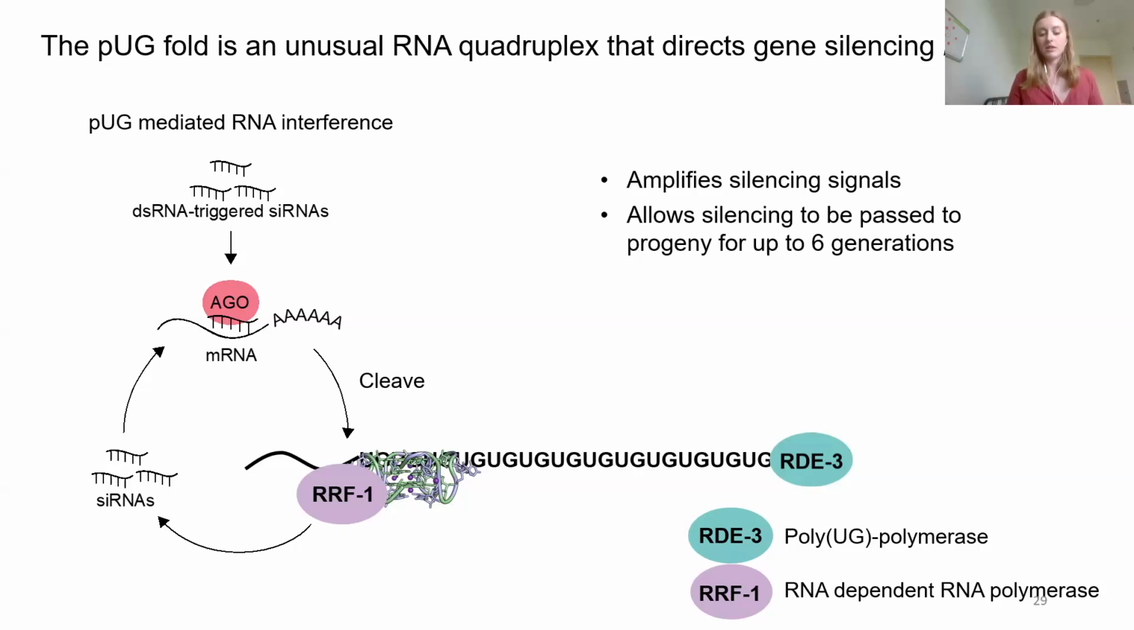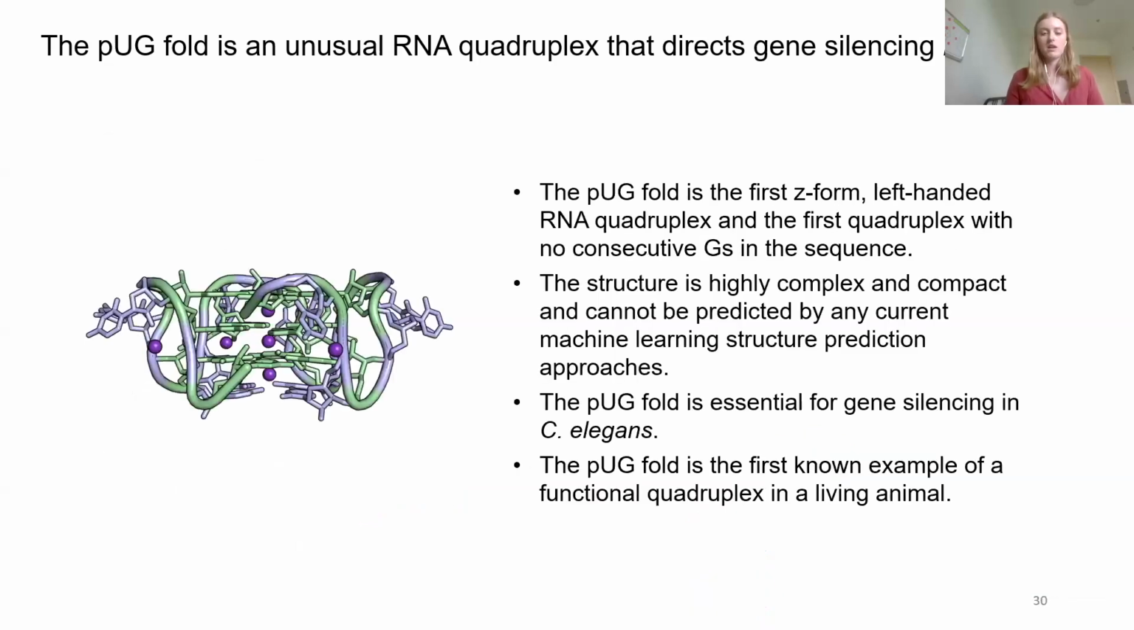So in summary of what I've talked to you about today, the pug fold is this really fascinating structure, which I've introduced you to today. It's the first ever Z-form left-handed RNA quadruplex, and is the first quadruplex with no consecutive guanosines in the sequence. It's also a highly complex and compact structure that could not have been predicted with any current machine learning structure prediction approaches. It is essential for gene silencing in C. elegans, making it the first ever known example of a functional quadruplex within a living animal.